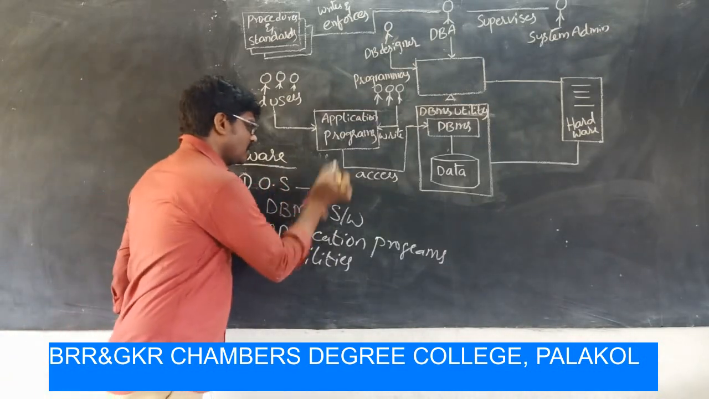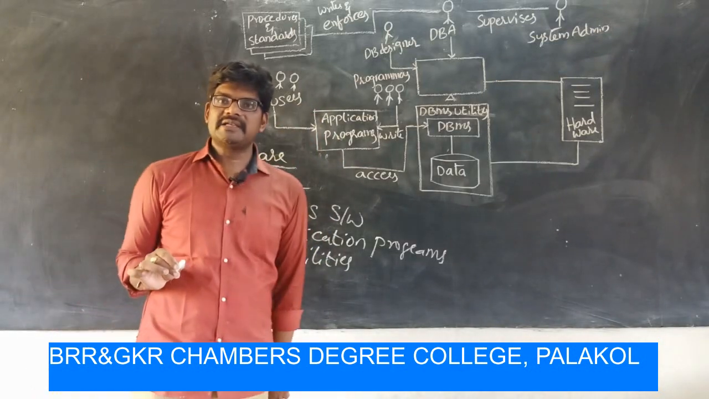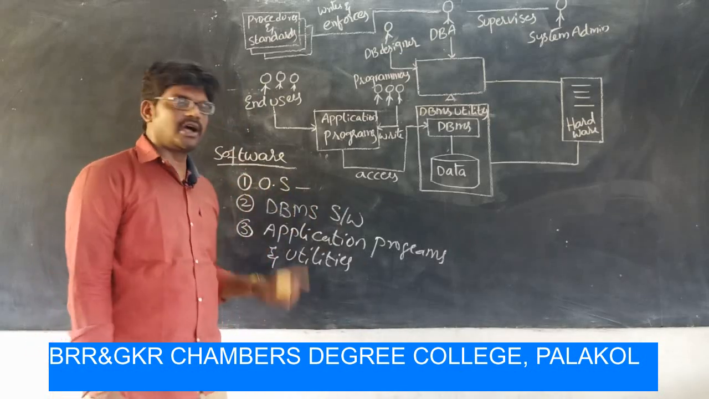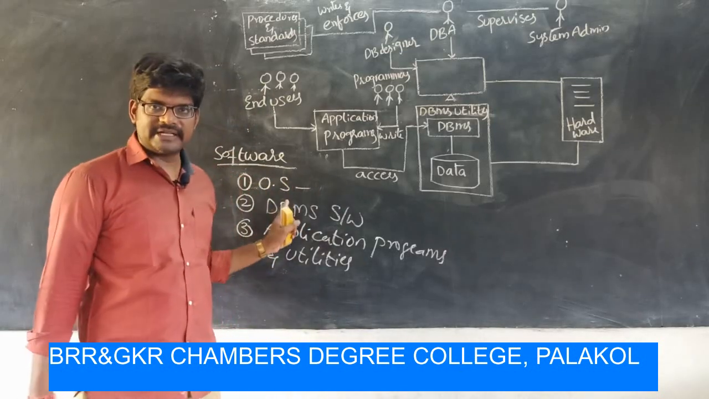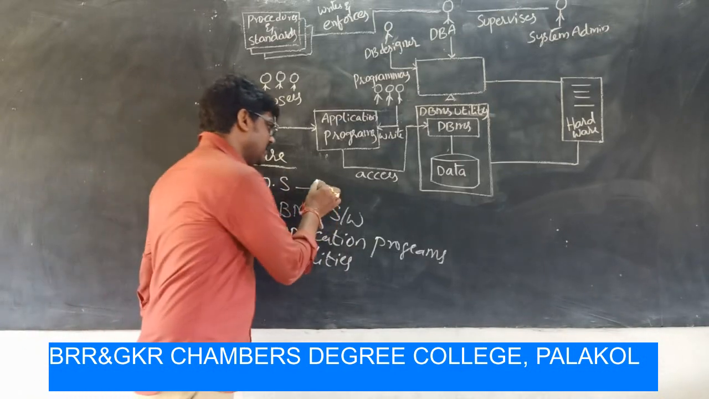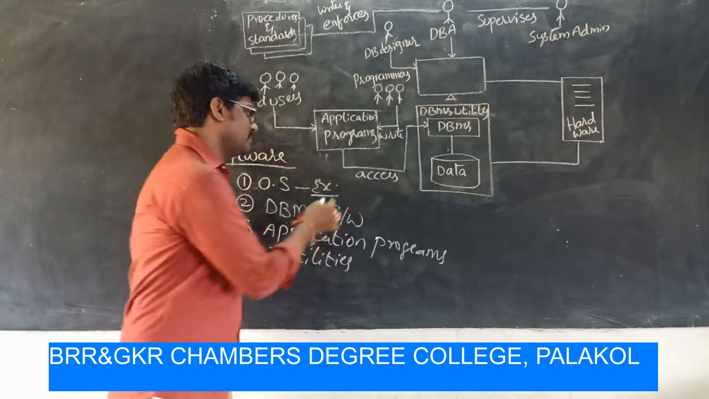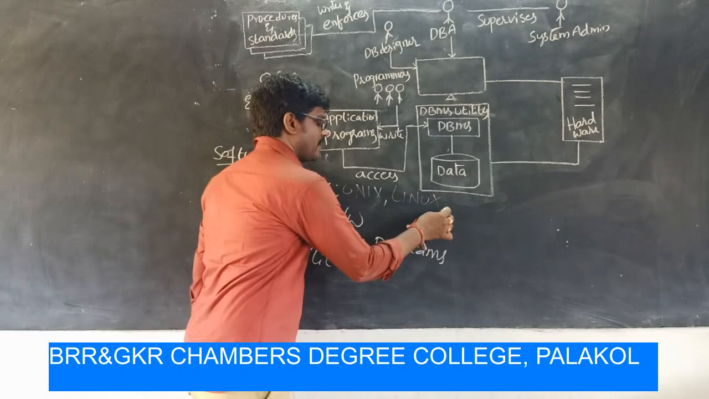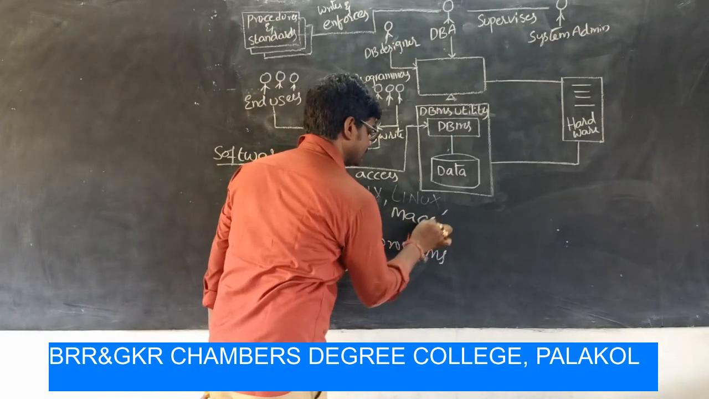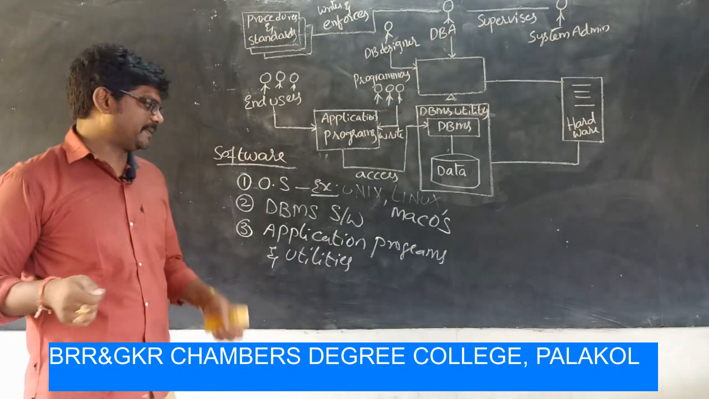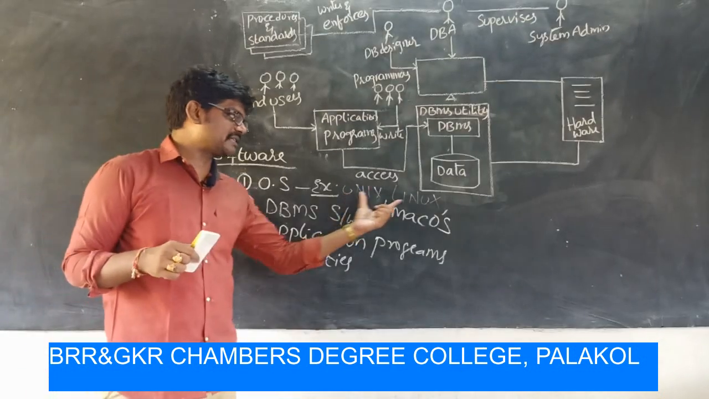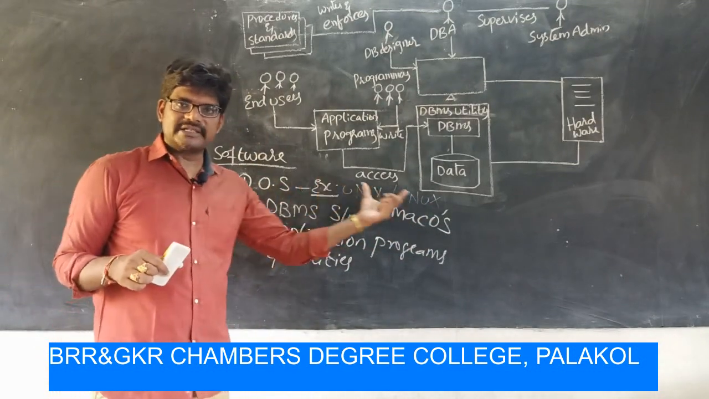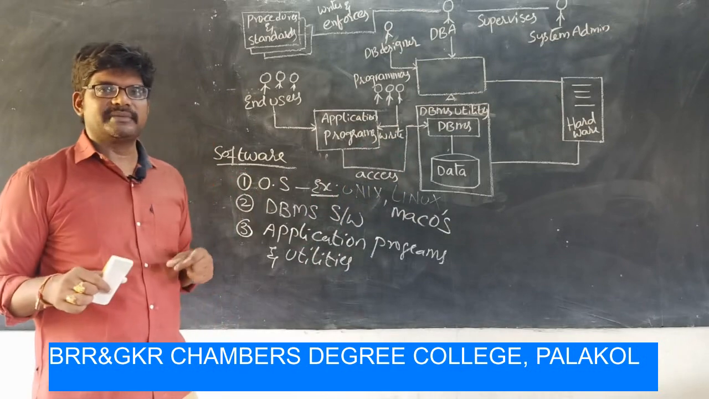So what is operating system? It manages the hardware and software components of the computer system. For example Unix, Linux, Mac OS, all are different operating systems. Unix operating system, Linux operating system, Mac OS operating system. All these operating systems are involved in the database system environment.